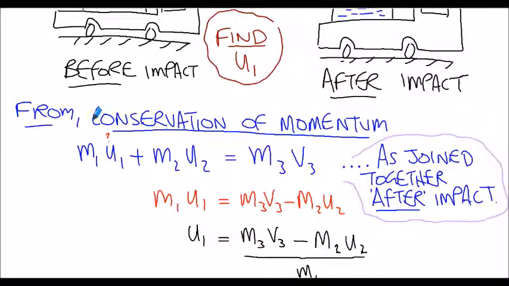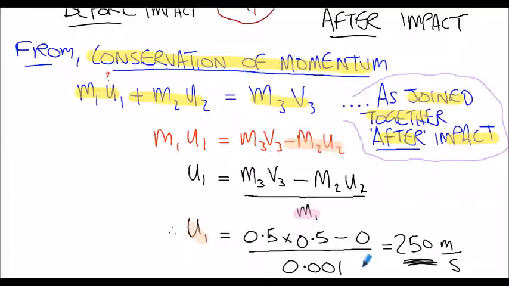So, applying the conservation of linear momentum, I'm using the equation m1u1 plus m2u2 is equal to m3v3. And that's because both bodies are joined together after the impact. All I do now is rearrange. So I subtract the m2u2 from both sides, and then I divide throughout by the m1. For calculating u1, I simply put in the values.